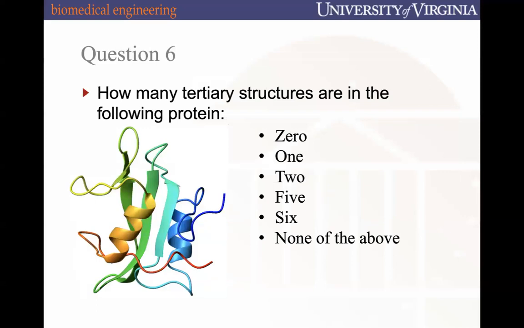Question 6. How many tertiary structures are in the following protein? 1, nice. Glad you guys got it. Nice job.